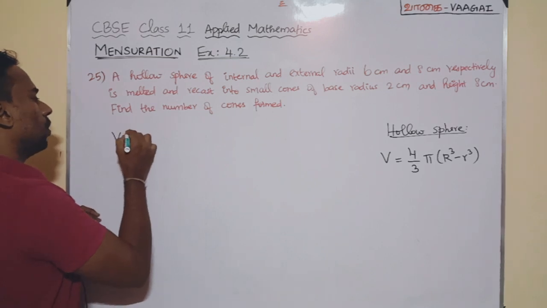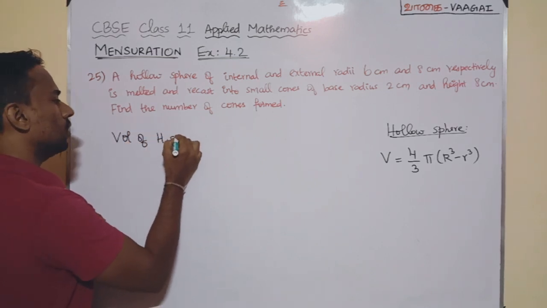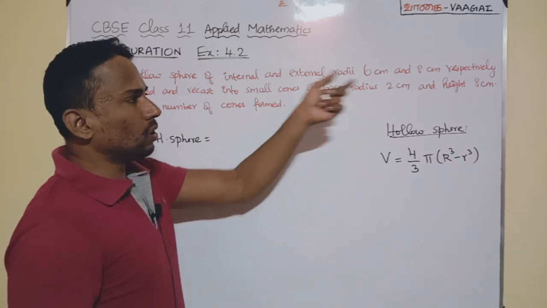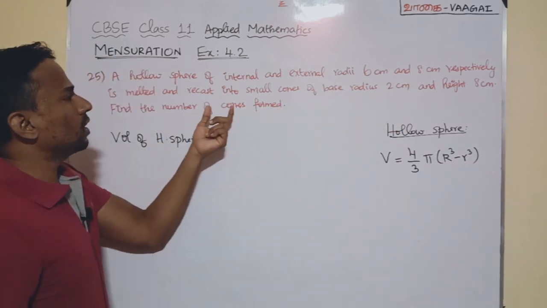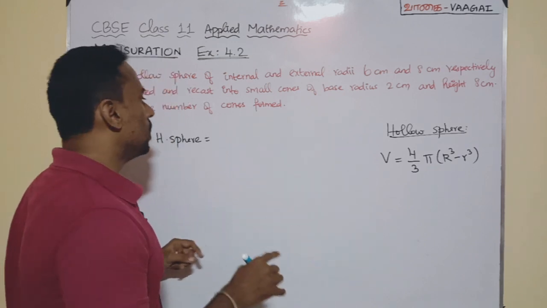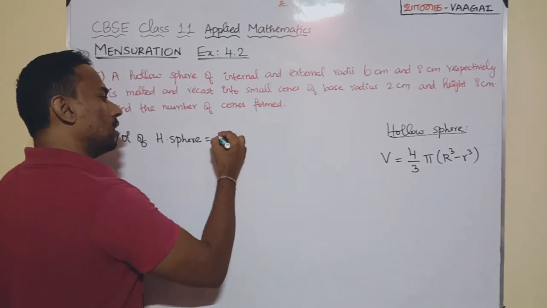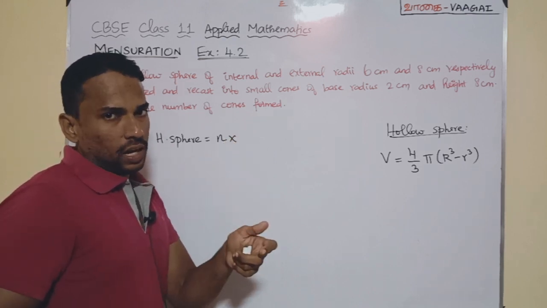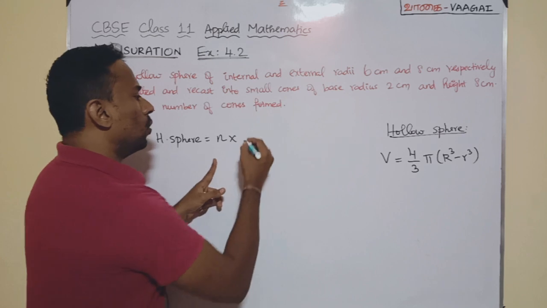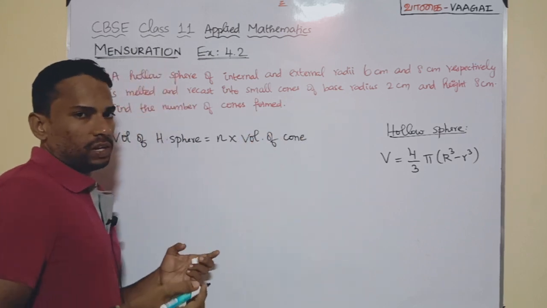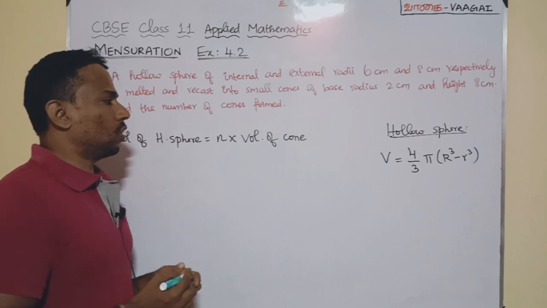The volume of the hollow sphere will be same as what? They are going to recast it into what? They are going to recast into small cones. Volume of all the cones. Okay, so let me write it like this: n into volume of each cone, where n stands for the number of cones they are forming there. So this way if we do, we'll be easily able to solve the problem.